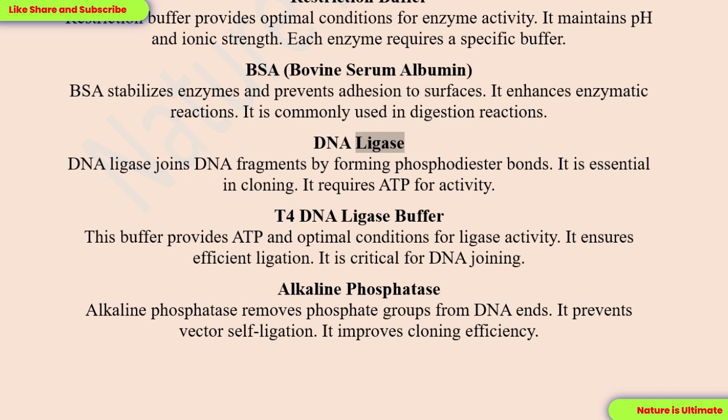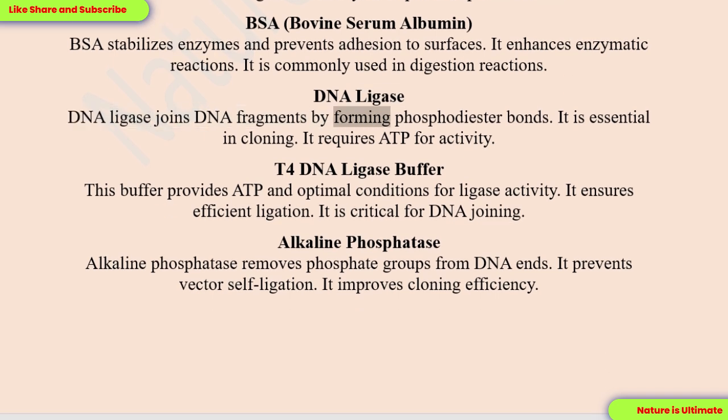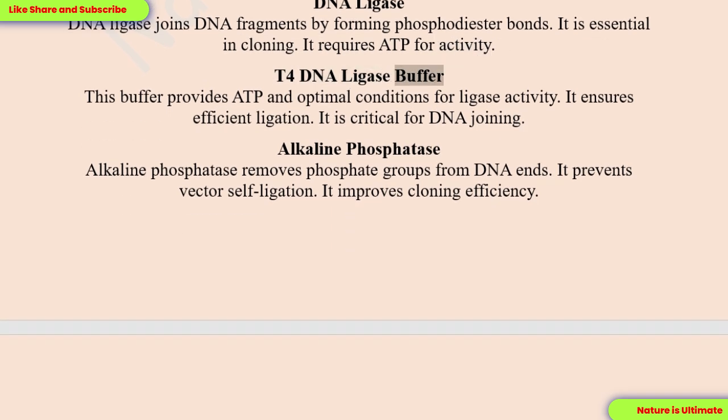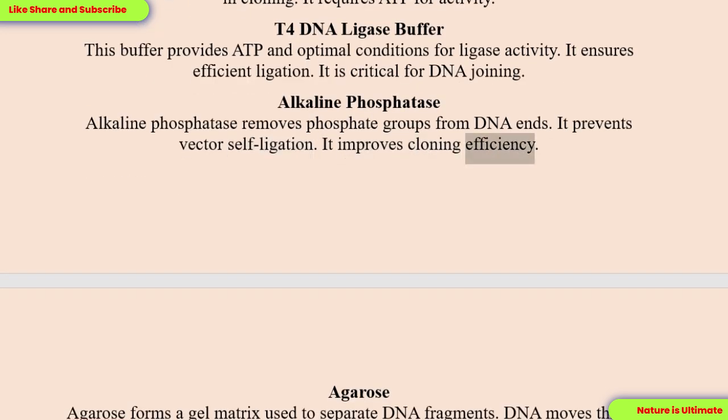DNA ligase. DNA ligase joins DNA fragments by forming phosphodiester bonds. It is essential in cloning. It requires ATP for activity. T4 DNA ligase buffer. This buffer provides ATP and optimal conditions for ligase activity. It ensures efficient ligation. It is critical for DNA joining. Alkaline phosphatase. Alkaline phosphatase removes phosphate groups from DNA ends. It prevents vector self-ligation. It improves cloning efficiency.